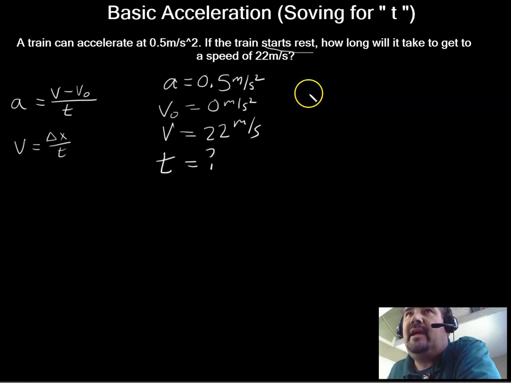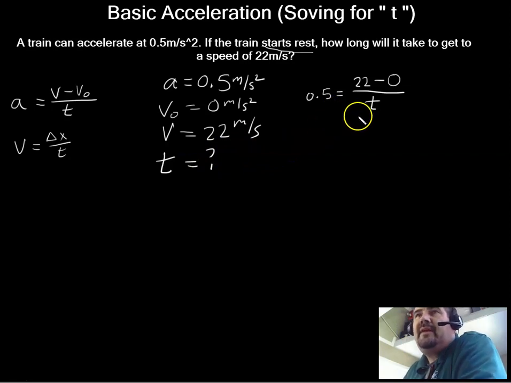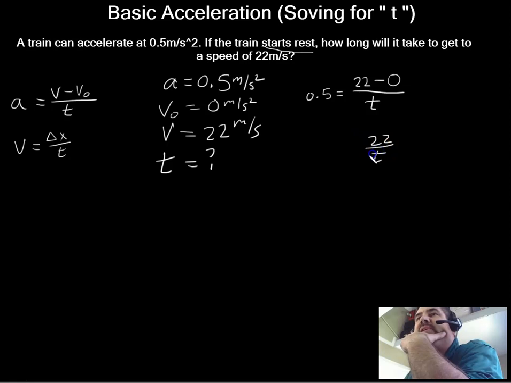So a, we know it, is 0.5. And then v, that's the final speed, 22, minus v, that's final minus initial, that's 0, and then divided by t. T, I don't know what it is, right? Because I'm just going to write the variable if we don't know what it is. Now we just solve. So we get 22 on top, 22 minus 0, t on the bottom, 0.5.